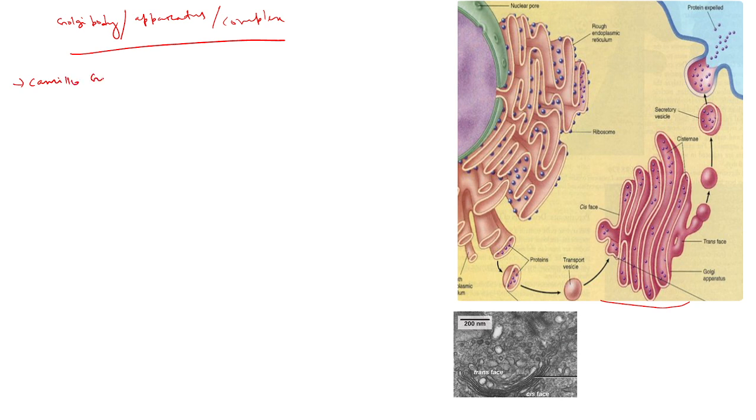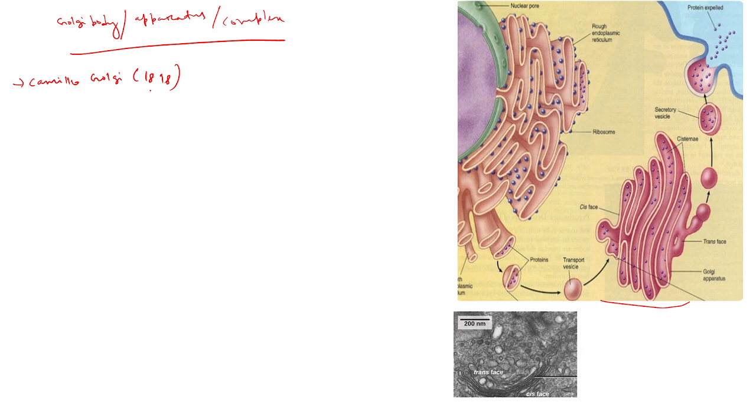So now come to the Golgi body. It is called the Golgi body, or the Golgi apparatus, or the Golgi complex. You can say whatever you like: Golgi body, Golgi apparatus or Golgi complex. So this is the structure of the Golgi. The Golgi was discovered by Camillo Golgi in 1898.